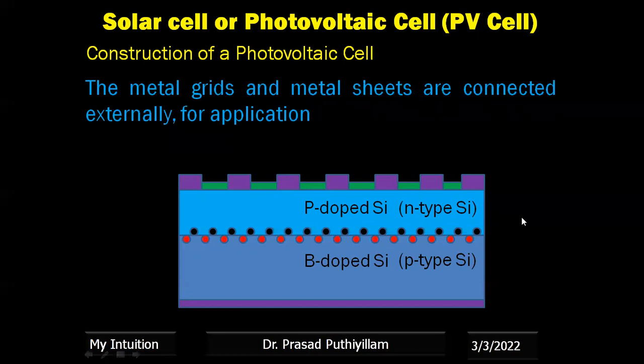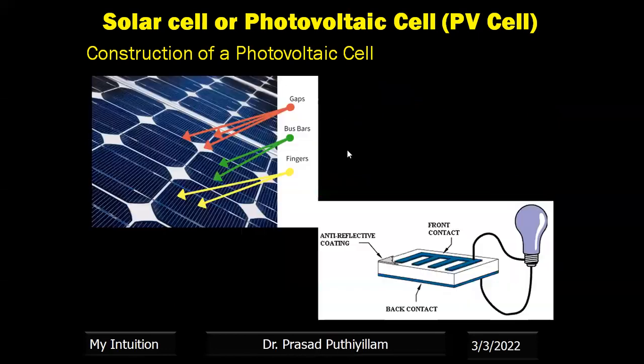Now the metal grid and the metal sheet are connected externally for application. That means a voltmeter is connected to the metal grid as well as the metallic layer. So now the circuit is completed. It has to produce electrons and holes, and they have to come through the external circuit. For that, since it's a semiconductor, it needs sunlight energy.